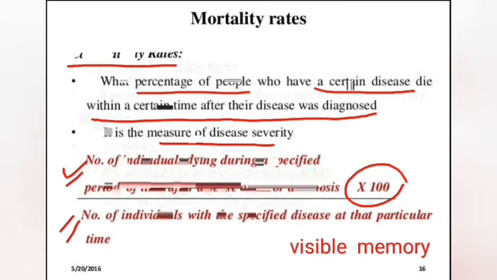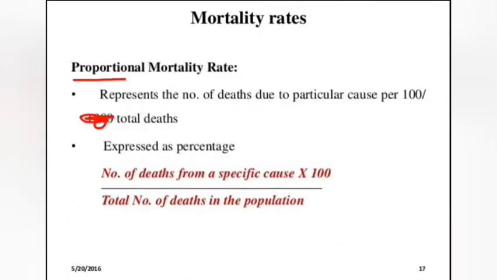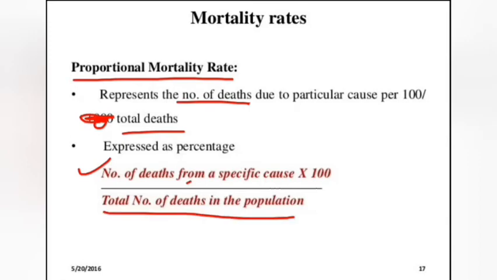Now the proportional mortality rate, which is also deaths from a specific cause, but here the comparison is done between the number of deaths and total deaths. Like the number of deaths from a specific cause over the total number of deaths in a population. But in age specific death rate, we took the whole mid-year population in the denominator. Here the denominator is changed and the multiplier is 100, not 1000. So it is a percentage.